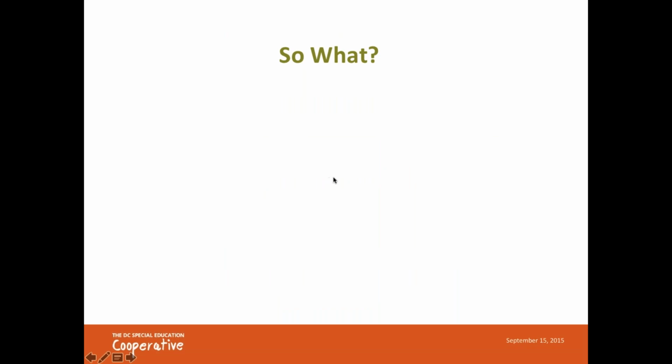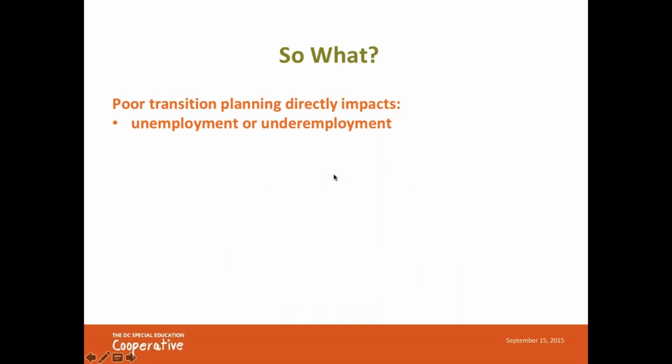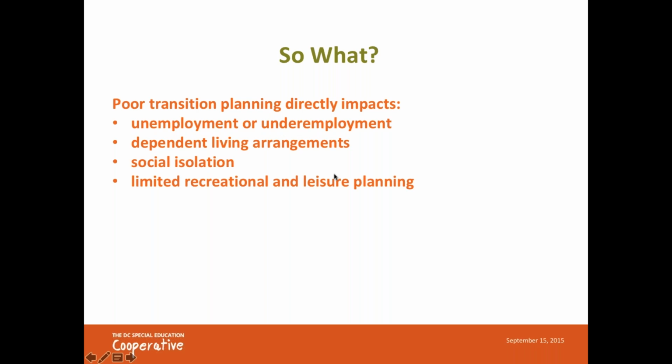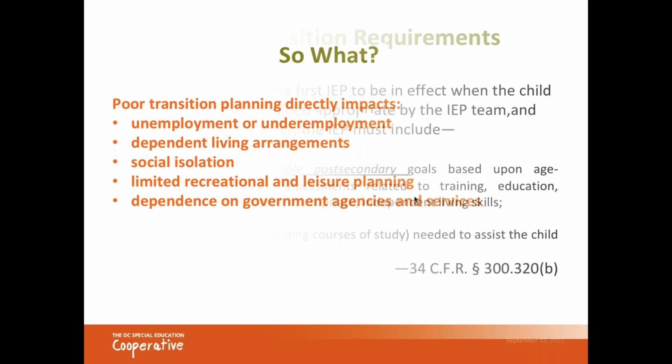So what? Transition planning affects this. Poor transition planning directly impacts unemployment or underemployment, dependent living arrangements, social isolation, limited recreational and leisure planning, dependence on government agencies and services. As a result, IDEA in 2004 was reauthorized and the transition requirements changed.